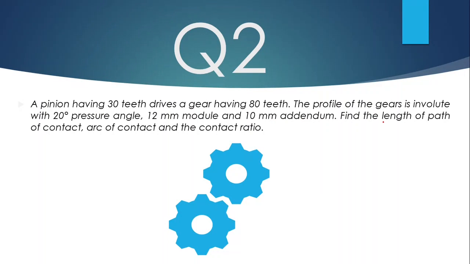The profile of the gear is involute with 20-degree pressure angle, 12 mm module and 10 mm addendum. Here addendum is equal to 10 mm, module is equal to 12 mm and phi is equal to 20 degree. Number of teeth on pinion is equal to 30 and number of teeth on gear is equal to 80. Find the length of path of contact, arc of contact and contact ratio.